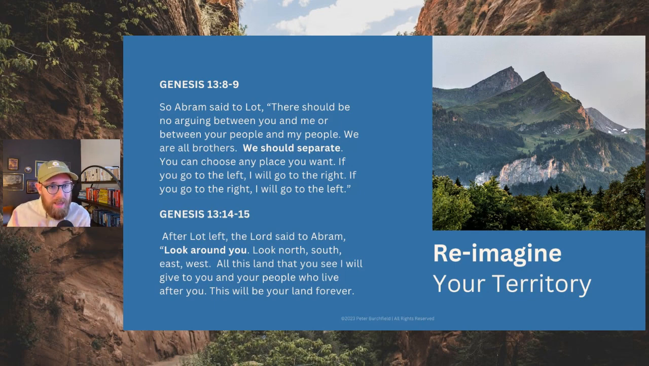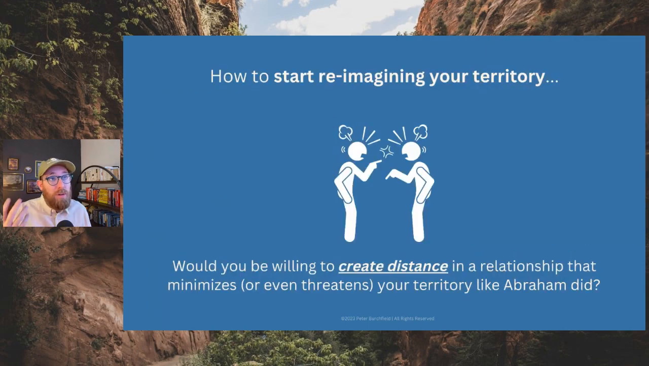When he made that first shift, it unlocked something for Abraham. He got this message from God, who said to him, "Look around you, look north, south, east, west, and basically look at your territory again. Look at all of the space you now have available because you were willing to make a relational shift in your life." And so when we talk about reimagining our territory, we're looking for some action steps.